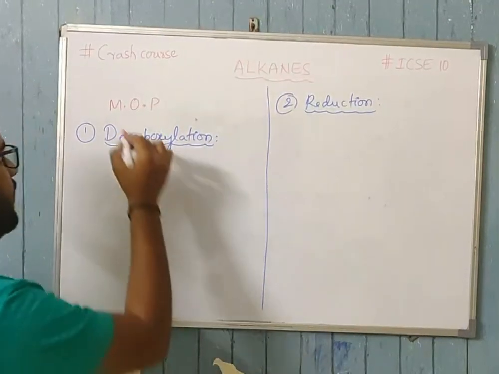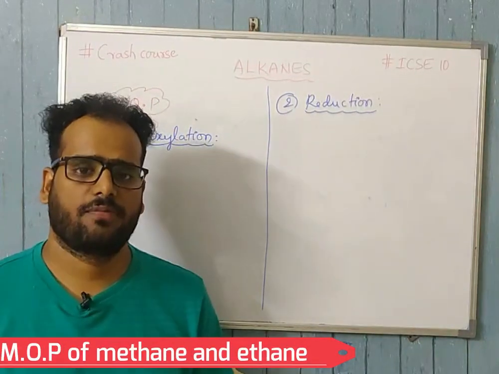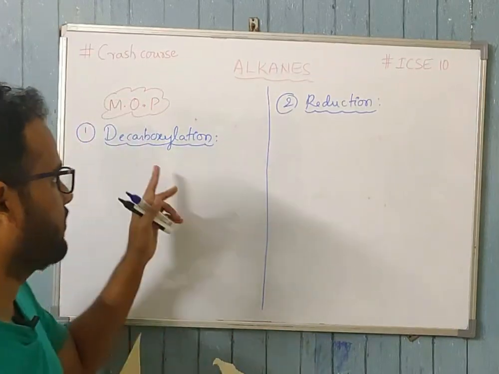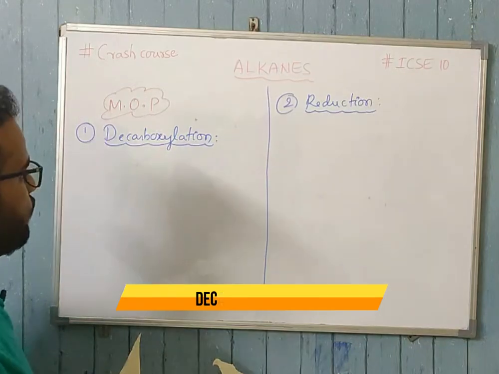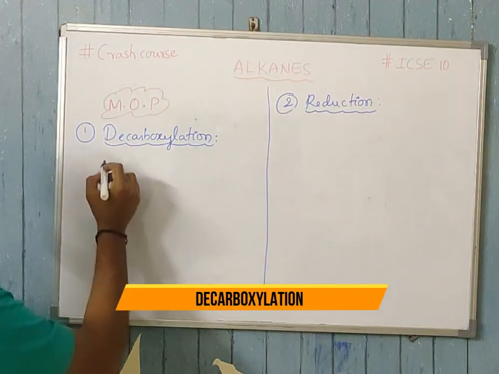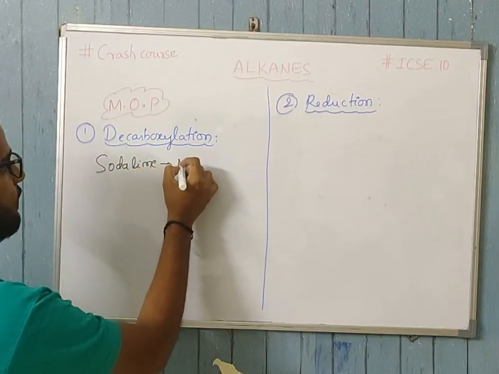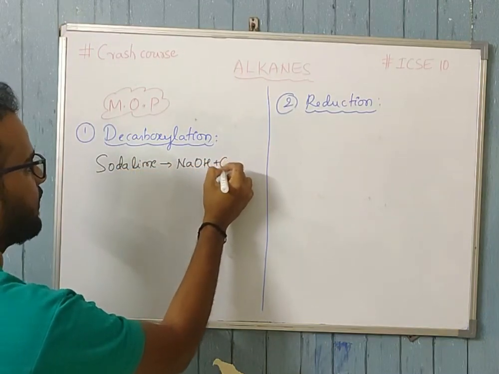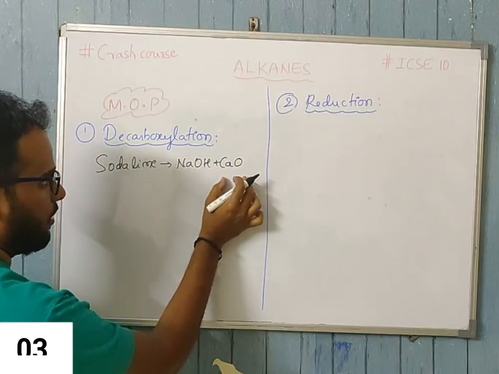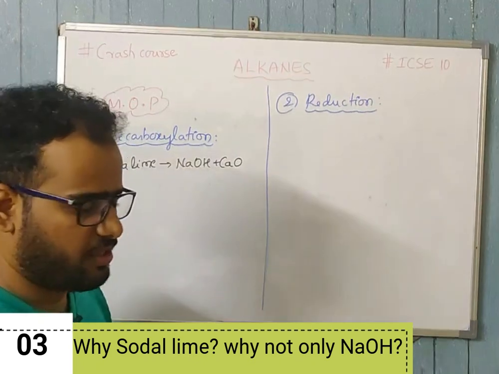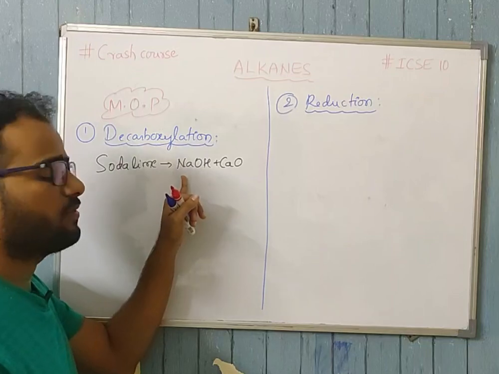Next, talking about the MOP. MOP means method of preparation. There are two methods of preparation for alkanes. The first method is decarboxylation, the second one is reduction. In decarboxylation we use the reagent soda lime, which is a mixture of two bases, sodium hydroxide and calcium oxide. What is the role of calcium oxide here? Sodium hydroxide is deliquescent in nature, so calcium oxide will reduce the deliquescent nature of sodium hydroxide.